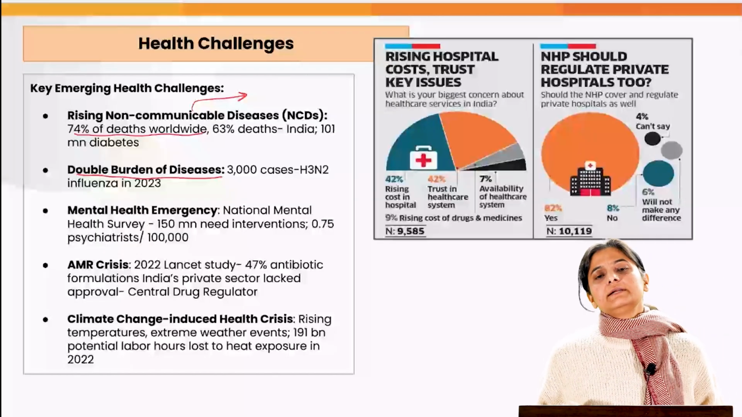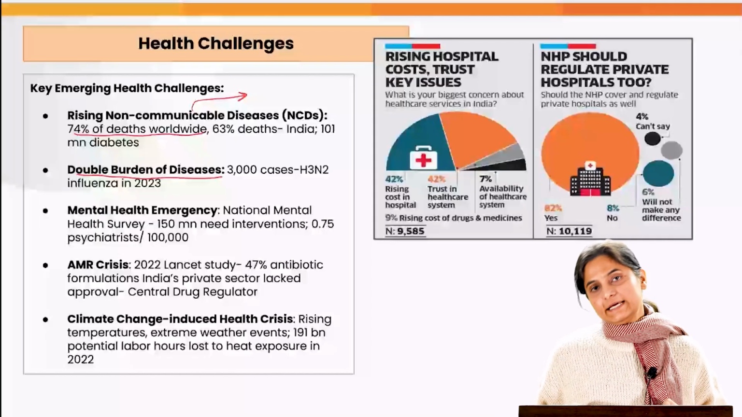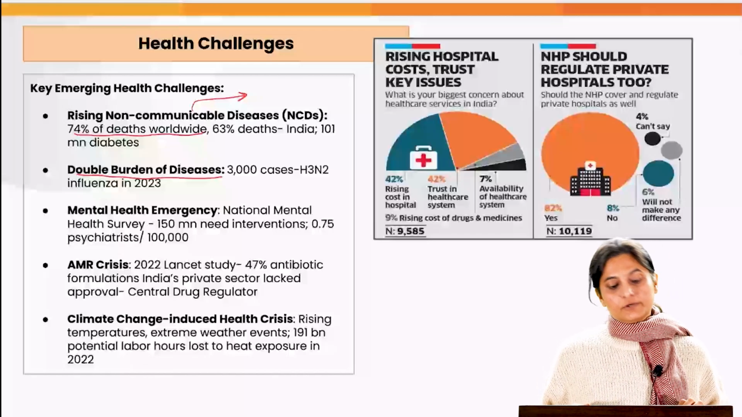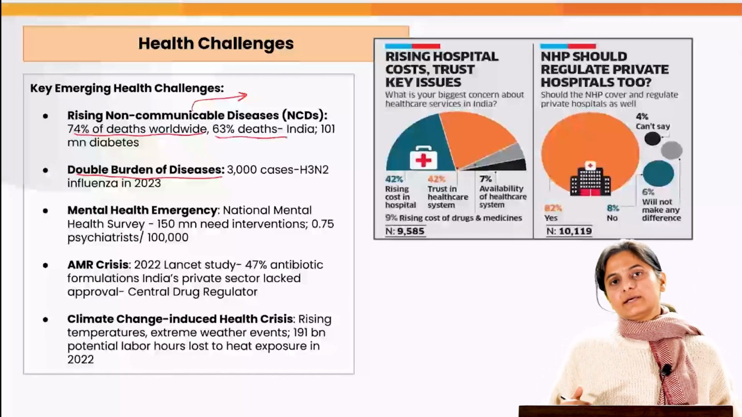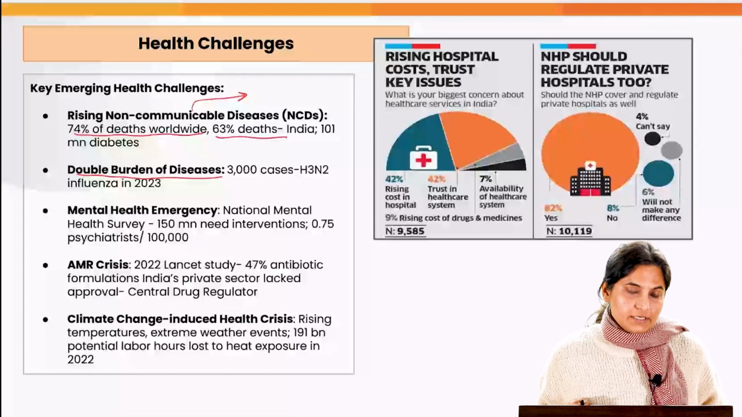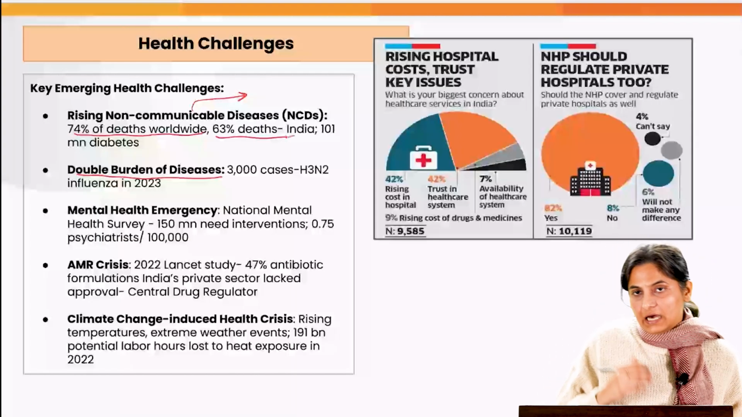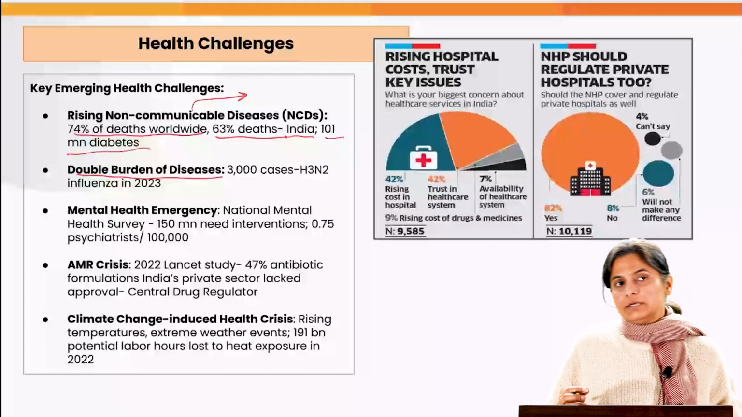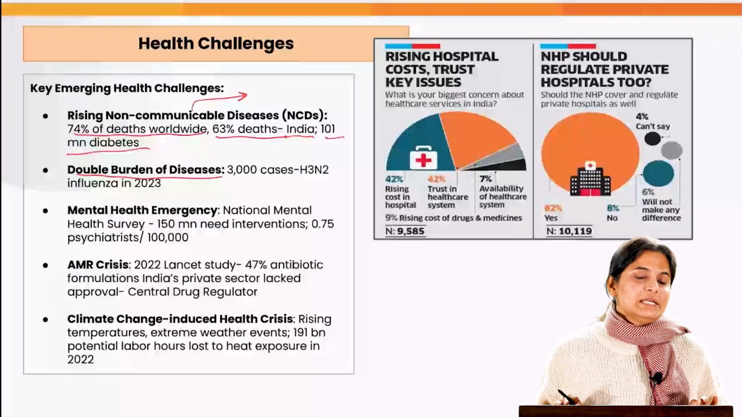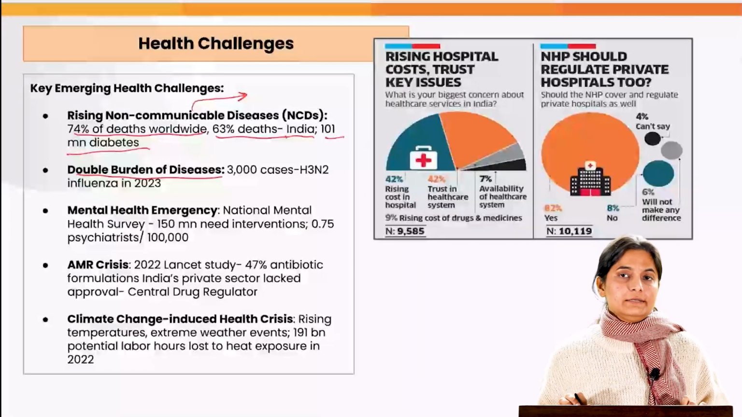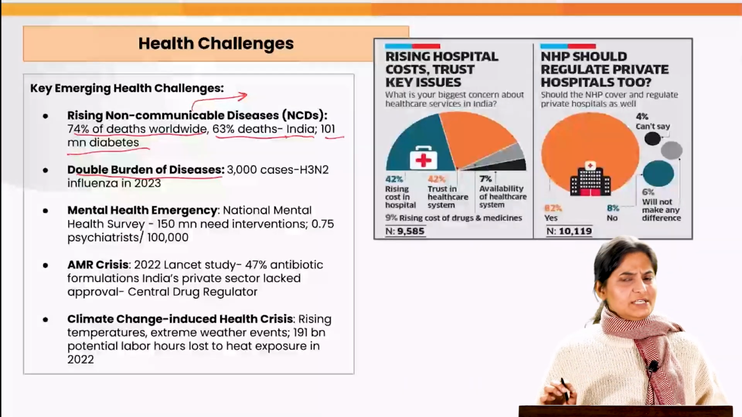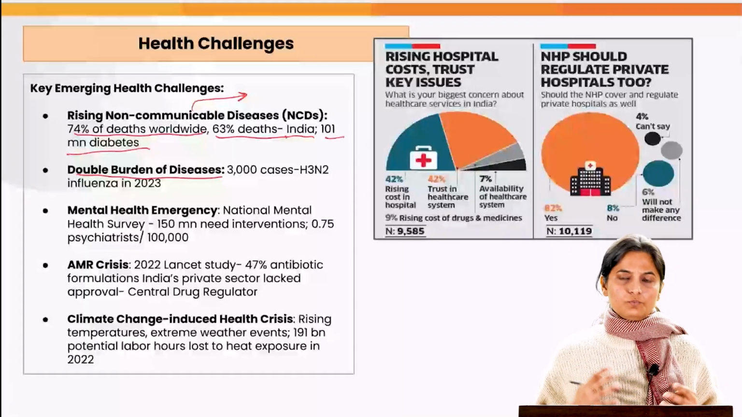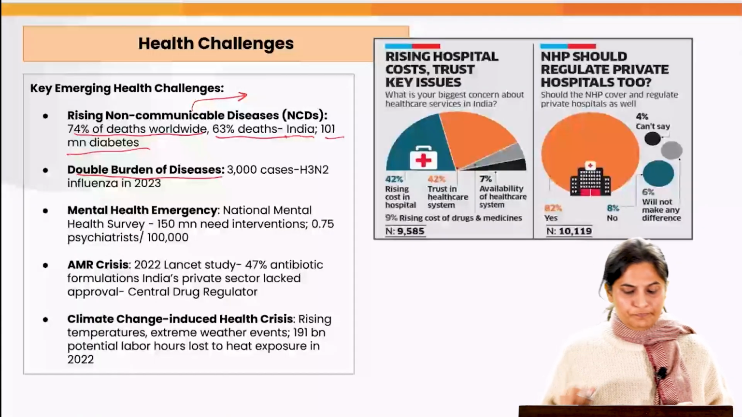If we see on the world scale, almost 70% of deaths worldwide are happening at the present time because of non-communicable diseases. In India, the percentage is about 63%. So this demands urgent attention. And just to give you an example, in the case of diabetes itself, we have 101 million people. Just in 2019, a few years back, it was around 70 million. So you can see a rise of 30 million within a gap of around 5 years.